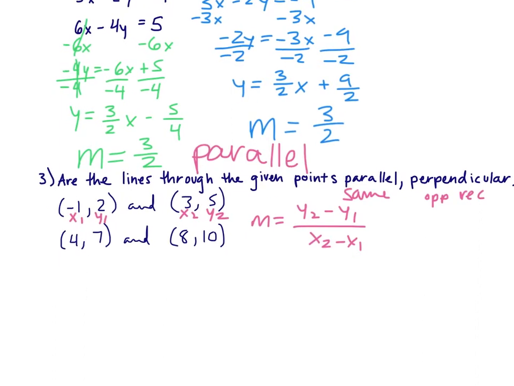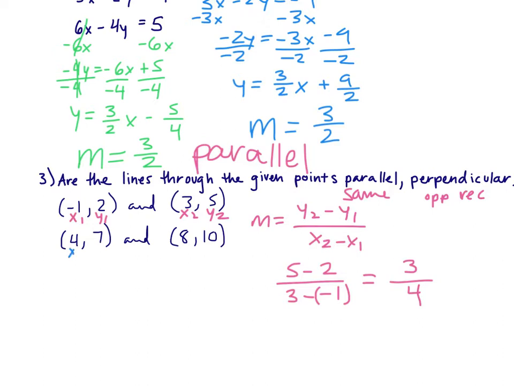And then I just plug them in. So we have 5 minus 2 on top, and 3 minus negative 1 on the bottom. So we end up with 3 over 4 for our slope.